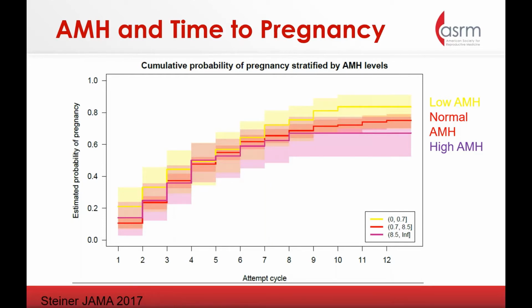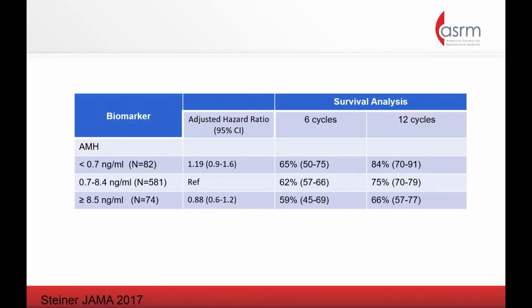Curves that are steeper have a shorter time to pregnancy, suggesting higher fecundity, and the flatter, longer time to pregnancy or lower fecundity. Low AMH is presented in this slide in yellow, normal in red, and high in purple. When you compare the women with low AMH to women with normal AMH values, there was no significant difference in time to pregnancy or fecundability, the probability of conceiving in a given menstrual cycle.